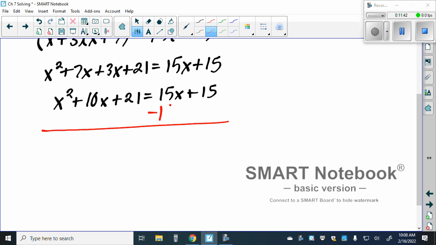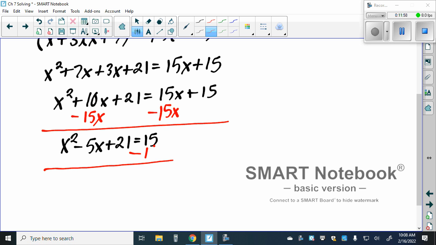Well, it doesn't matter which one we do first. We can subtract 15x from both sides. So that tells us x squared minus 5x plus 21 is equal to 15. And we can subtract 15 from both sides, telling us x squared minus 5x plus 6 is equal to 0.